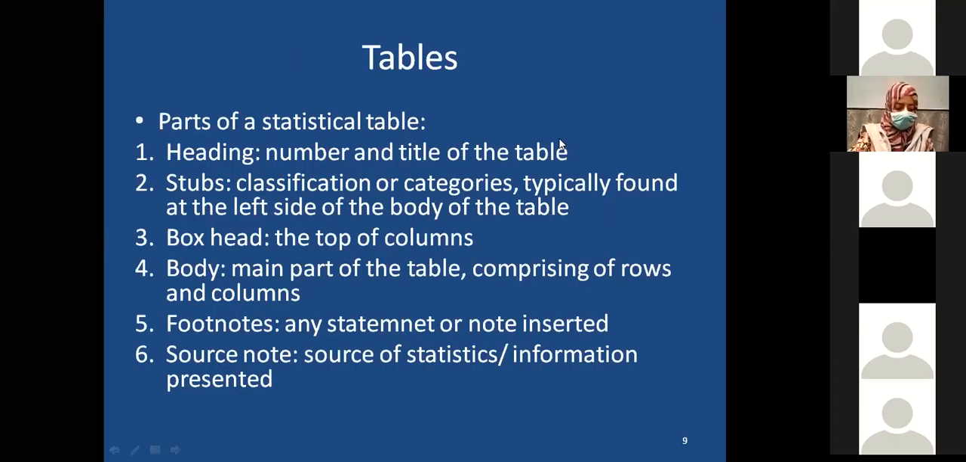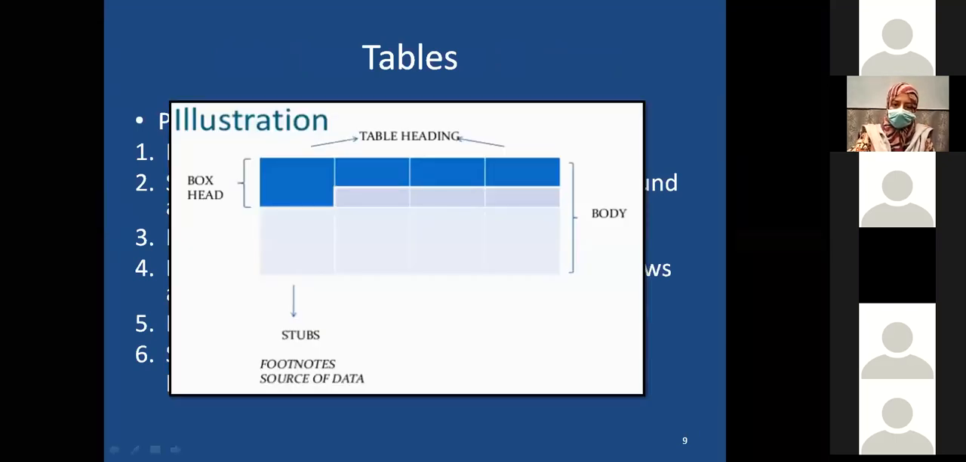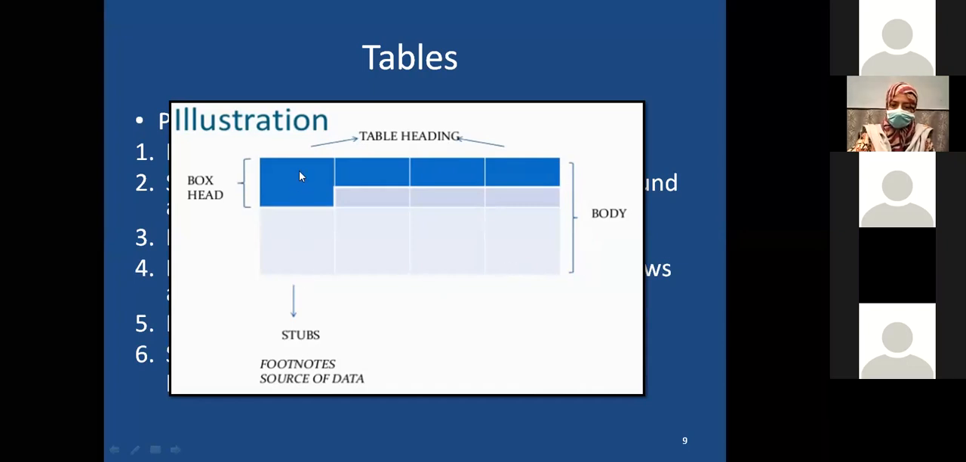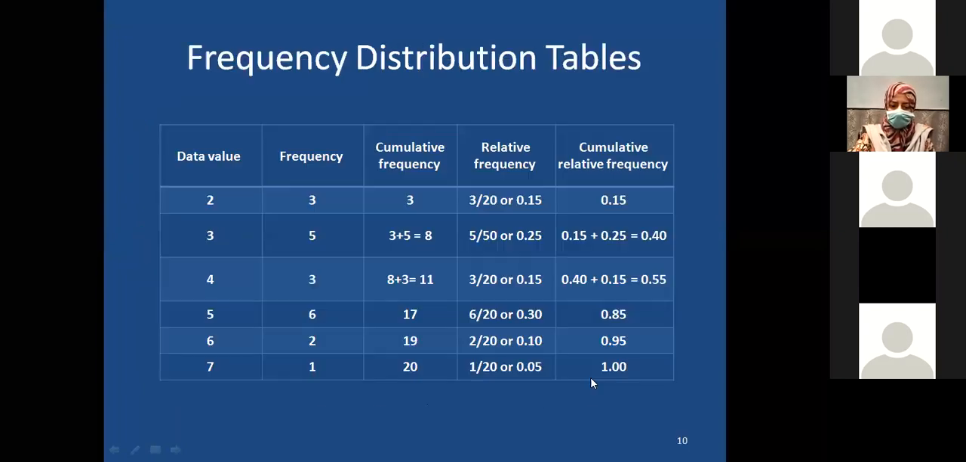So coming towards a simple table, what are the parts of a statistical table? This is a table in which you have the table heading. This comprises the body of the table. These are called the stubs. And this is the box head, where you have all the labels. And then at the end, you give the footnotes or the sources of data.